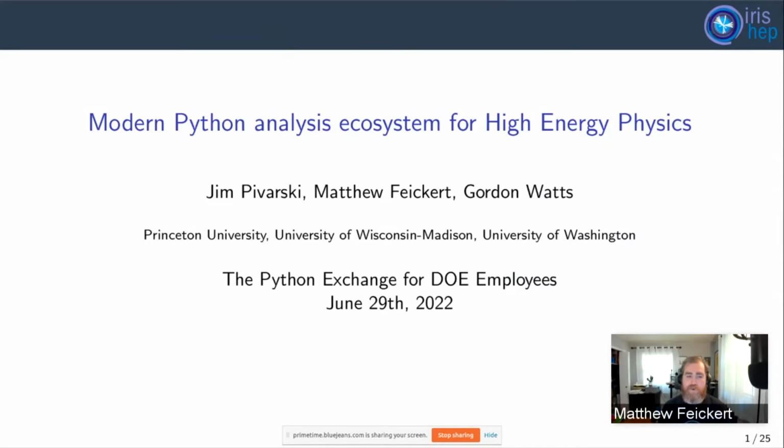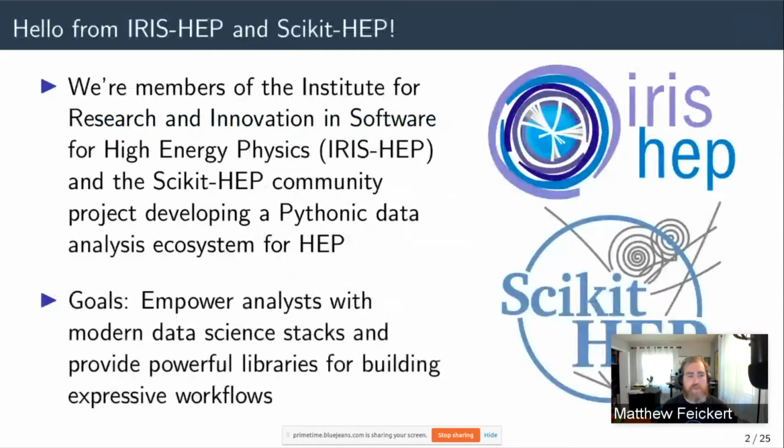And today we're going to try and give you hopefully a short overview on just the kind of modern Python analysis ecosystems for high energy physics and how we're personally involved with those efforts. So to begin with, on slide 2, hello. We're all members of the Institute for Research and Innovation in Software for High Energy Physics, IRIS-HEP, as well as the Scikit-HEP community project, focusing on developing a Pythonic data analysis ecosystem for high energy physics. So IRIS-HEP does a lot of things. It's involved in data delivery and management. It's involved in cyber infrastructure. It's involved in providing support for continued development of existing scientific software that already exists.